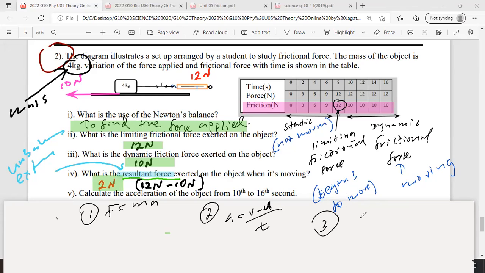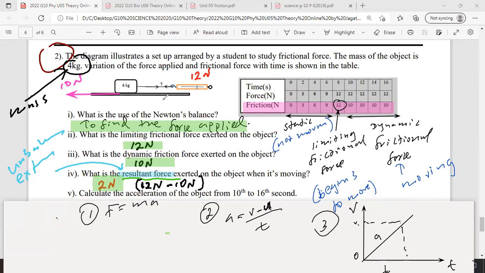What is the other equation to find the acceleration? You can find the acceleration from the graph. The gradient of the graph, with time on the x-axis and change in velocity on the y-axis, is acceleration, change in velocity over time taken. So these are the three methods of finding the acceleration: F equals ma, where a is acceleration; a equals v minus u over t, the second method; and third, directly from the graph, the gradient of the graph.